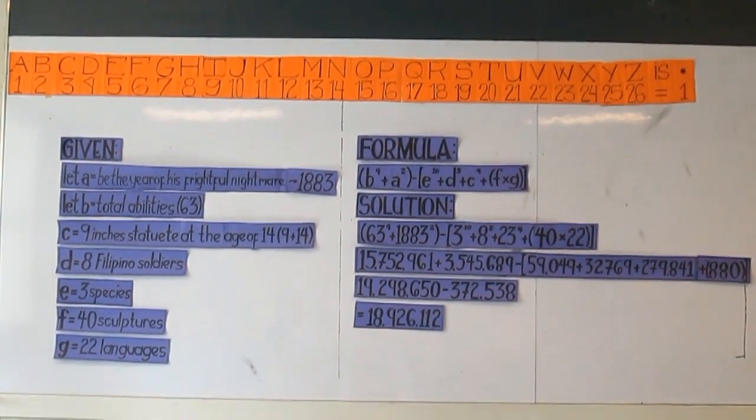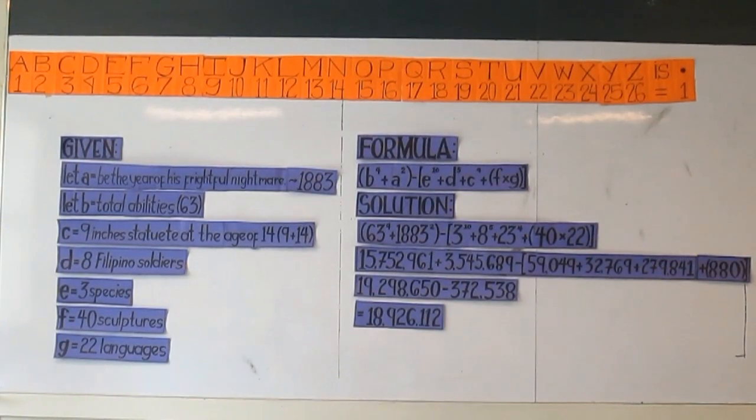The sixth trivia. Just like what I have mentioned a while ago, Rizal made a statue at a very young age, and as he grew older, he was able to make 40 more sculptures all in all. It is because of his big interest in art and sculptures. So let F is equal to 40 sculptures.